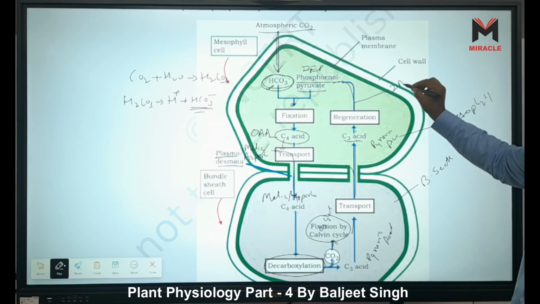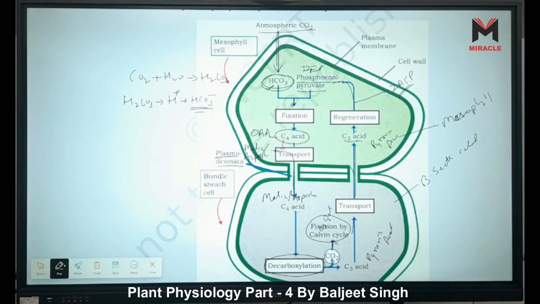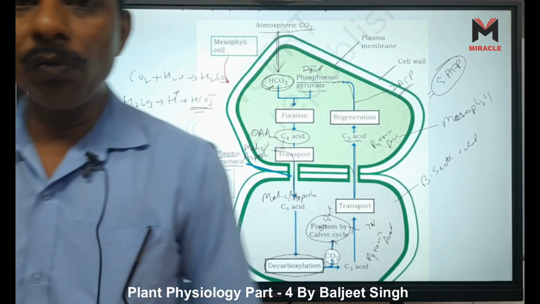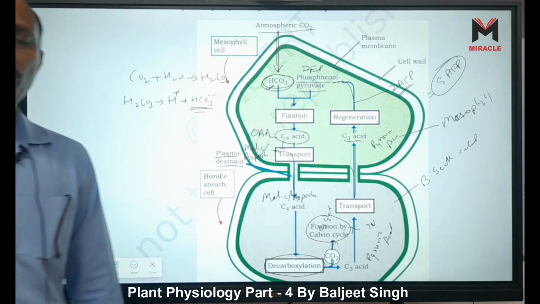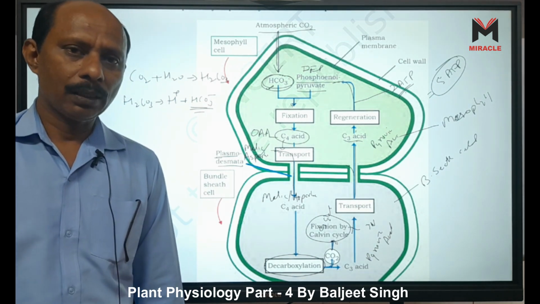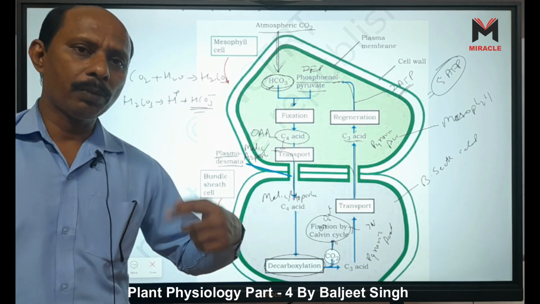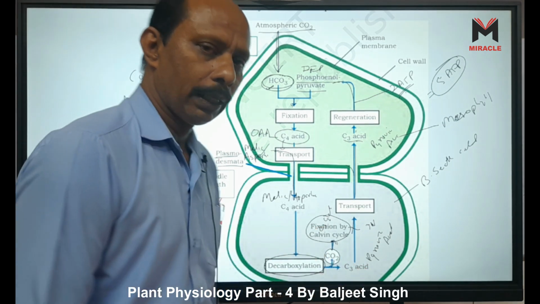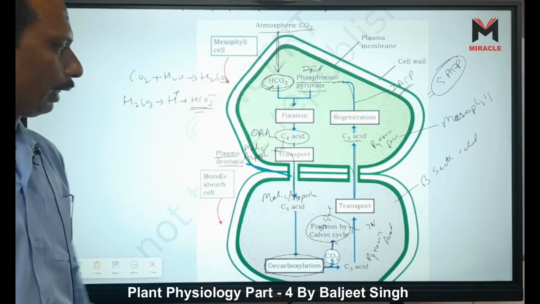Here it used 2 ATP, right? How many ATPs are used? 3 ATP in the Calvin cycle, and this 2 means 5 ATP are used here. That means in one C4 cycle, how many ATP is used? It is 5 ATP. And for the formation of one glucose molecule, it used 30 ATPs. And in the C3 cycle, it is only 18 ATPs, right?